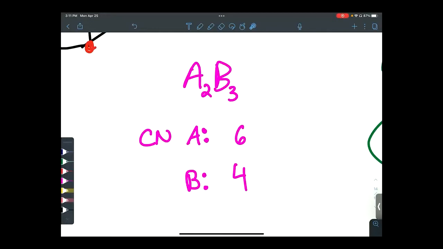So I usually simplify the ratio and then flip the subscripts. You simplify the coordination numbers to the lowest common multiple, and then you flip the coordination numbers to use as your subscripts in your formula unit.